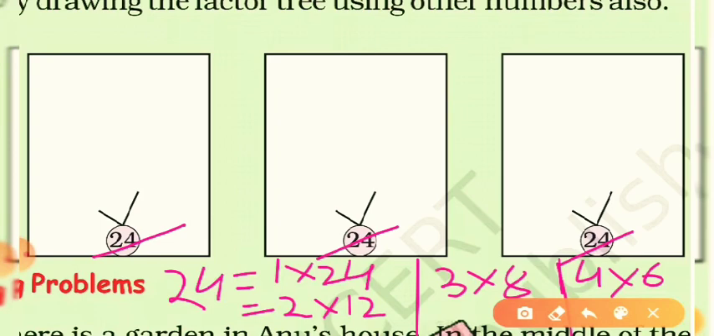Now come to the first. We can leave 1 into 24 and directly take 2 into 12. So here we can write 2, make a circle, and next we can write 12. Now make a circle. 2 has no more factors except 1. We always accept 1 for making a factor tree. Now 12 has more factors.